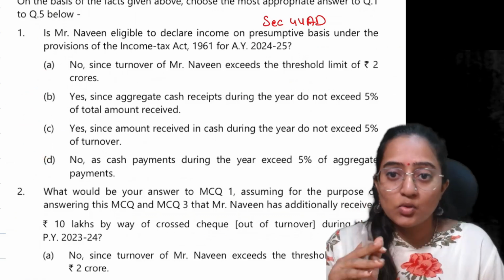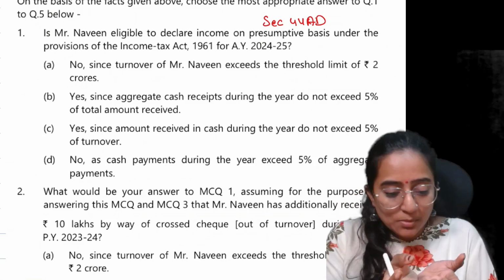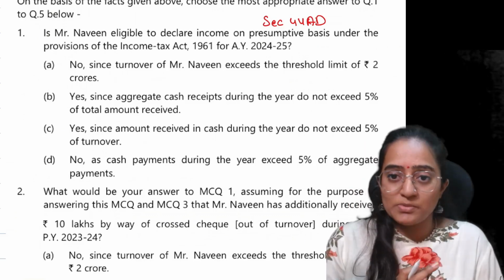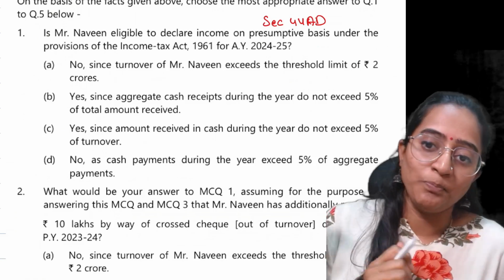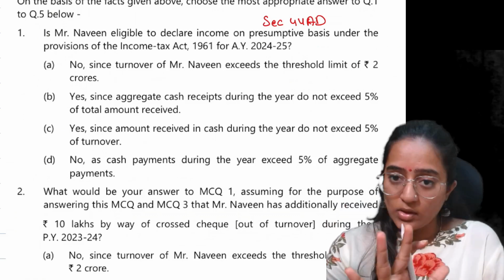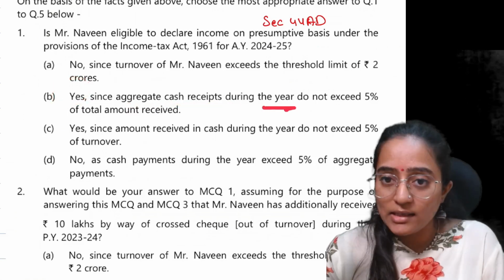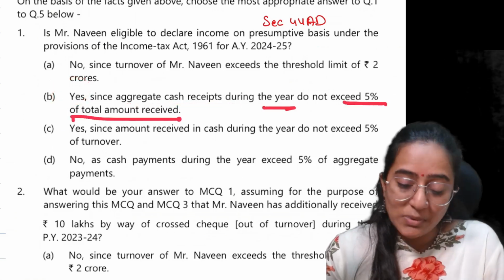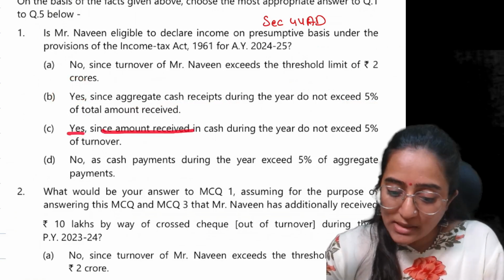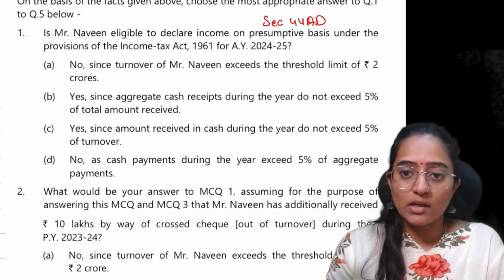Don't jump to write the solution directly. Just read option B, read option D, and B and C, whatever is there. Read the option, whatever is there. Don't jump and solve. Go to the solution. Read the question. So read the solution. Yes, since the aggregate cash receipts during the year does not exceed 5% of the total amount received. Yes, since the amount received in cash during the year does not exceed 5% of the turnover.